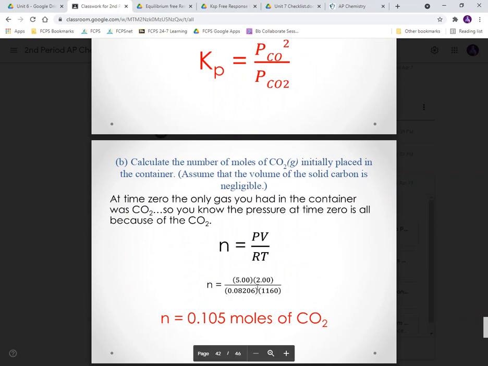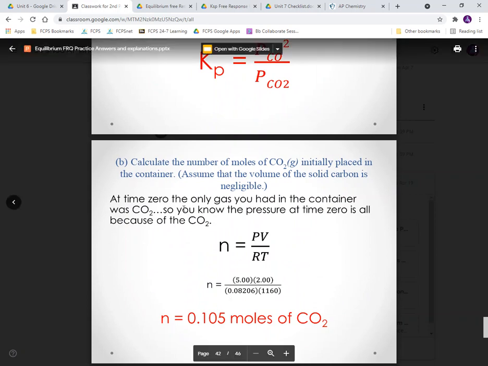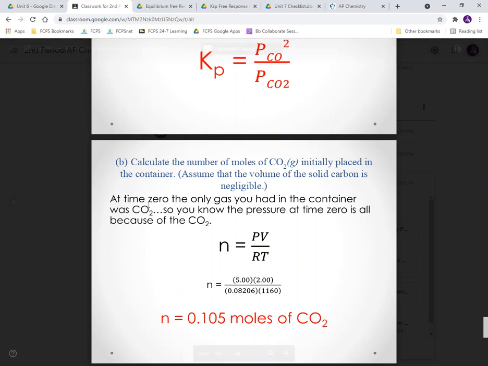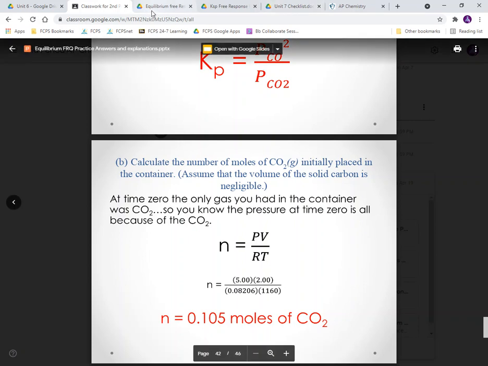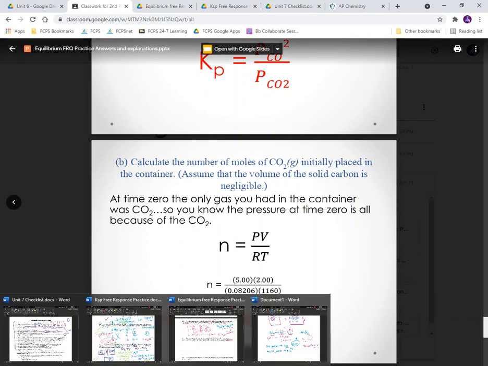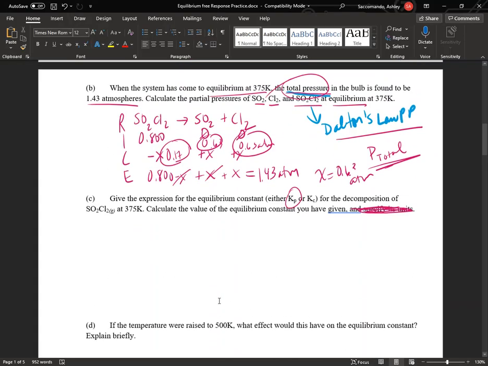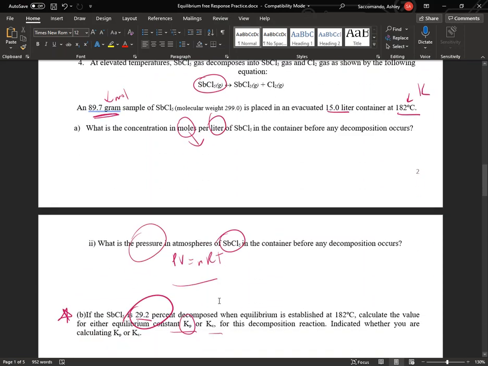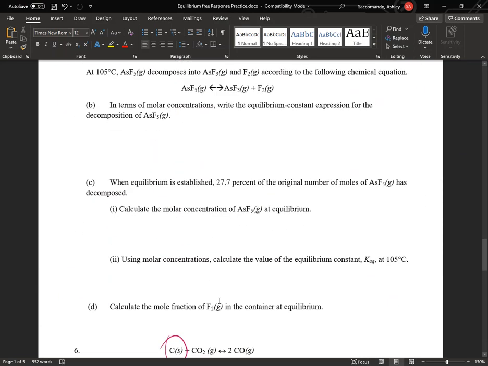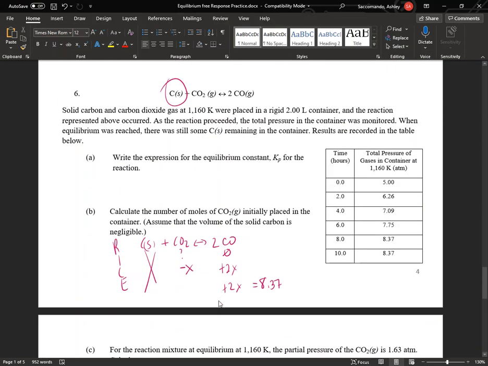Okay, so they wanted you to do at time 0, the only gas you had in the container. Ah, see, that's the trick there to that one. Got it. Okay, that makes sense. See, even I get stuck from time to time. But yeah, so for this one, the reason why they gave you this data table here. So see, I'm trying to work this out.